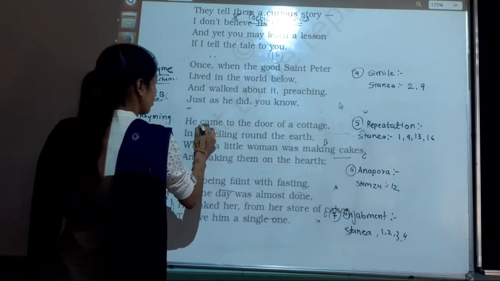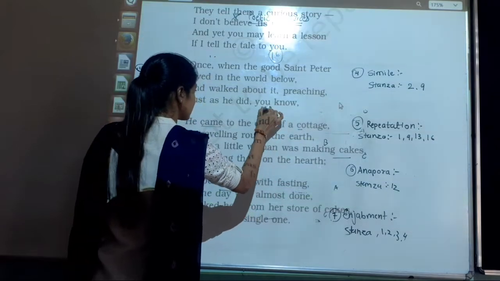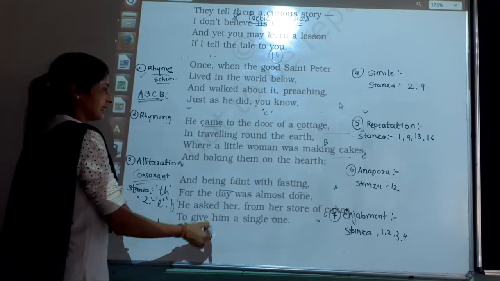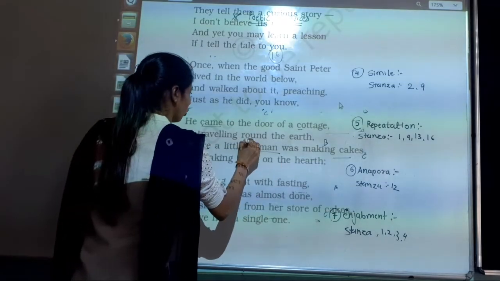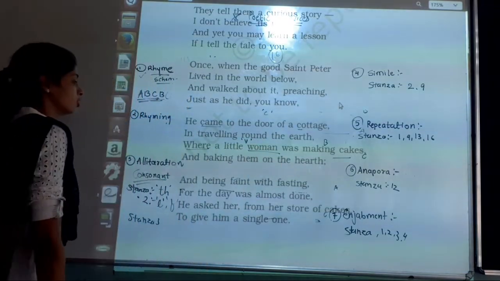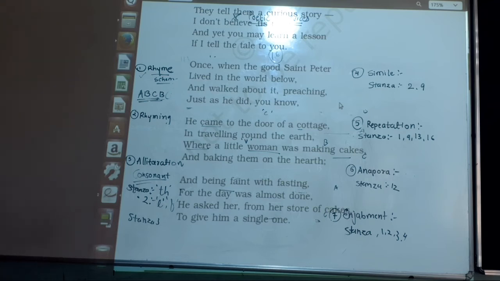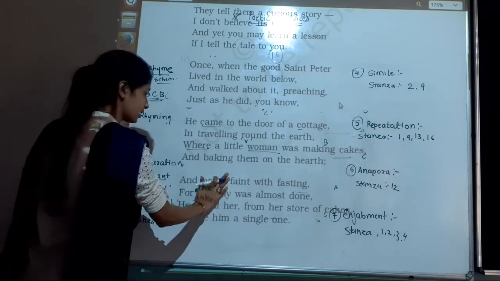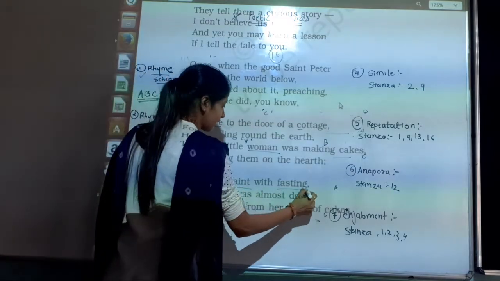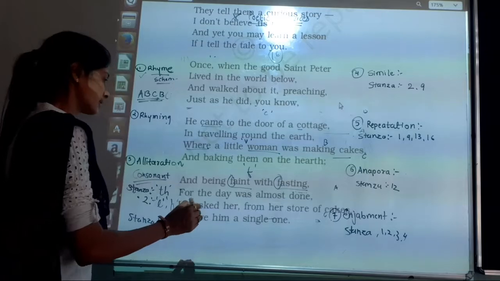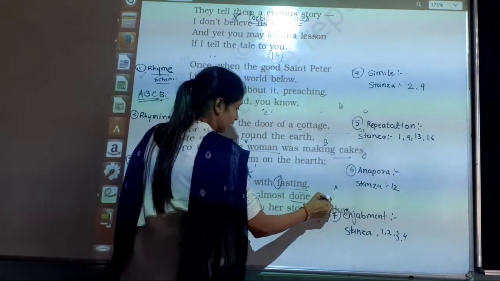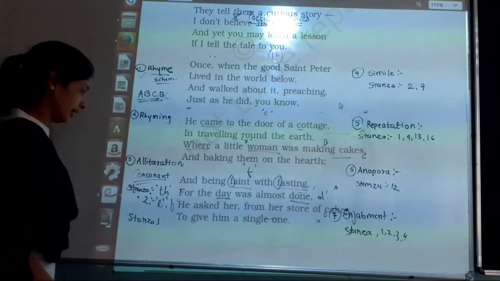Here came and cottage, C sound repeated, right? That only. Then while and woman, V sound repeated. So students please keep in your mind that these are all examples of alliteration. See here, faint and fasting, F sound repeated. Then day and done, D sound repeated here.